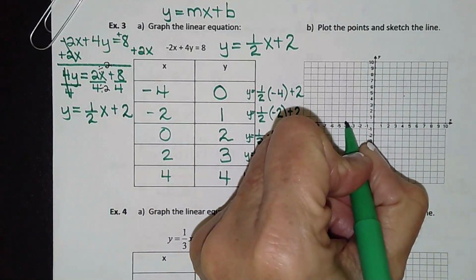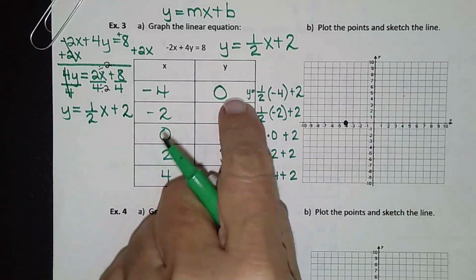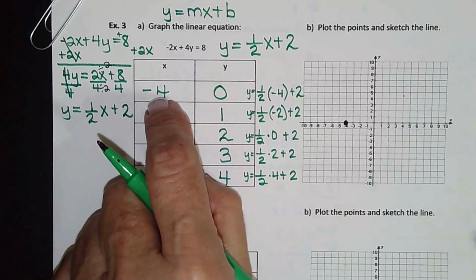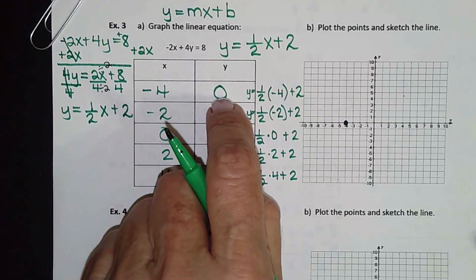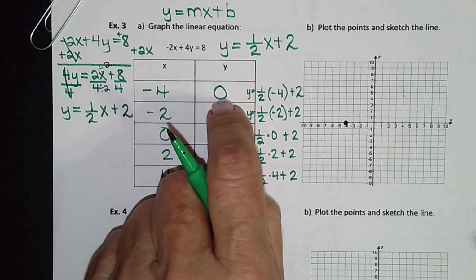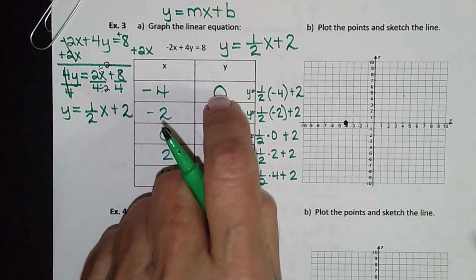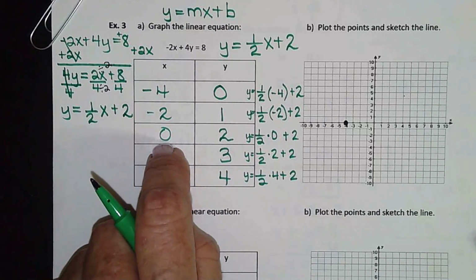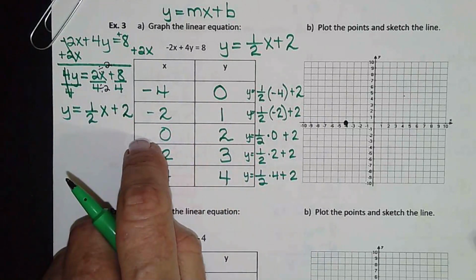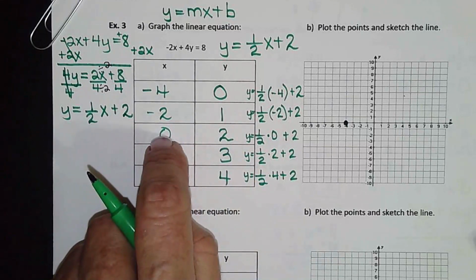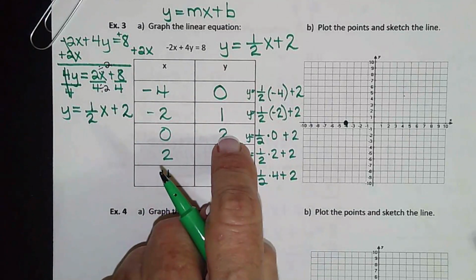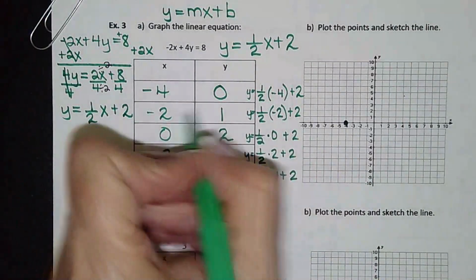-4, 0 would be on the x-axis. That means it's the x-intercept, because y is always 0 on the x-intercept. And I can tell this is the y-intercept because on the y-intercept, x is always 0. So this will be on the x-axis. This will be on the y-axis.